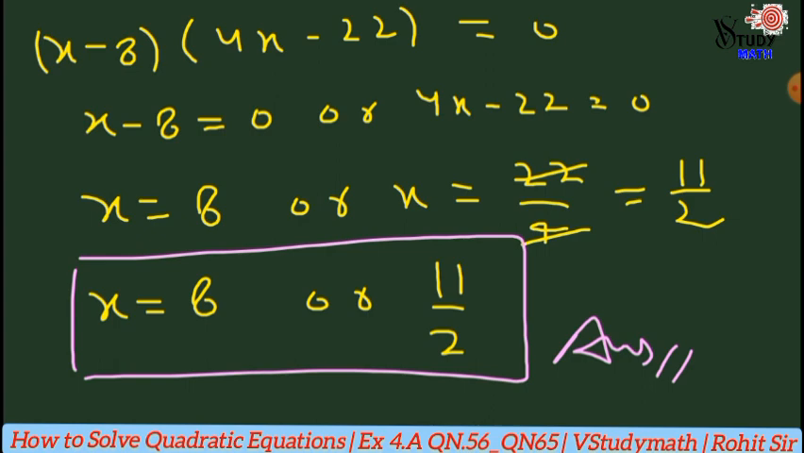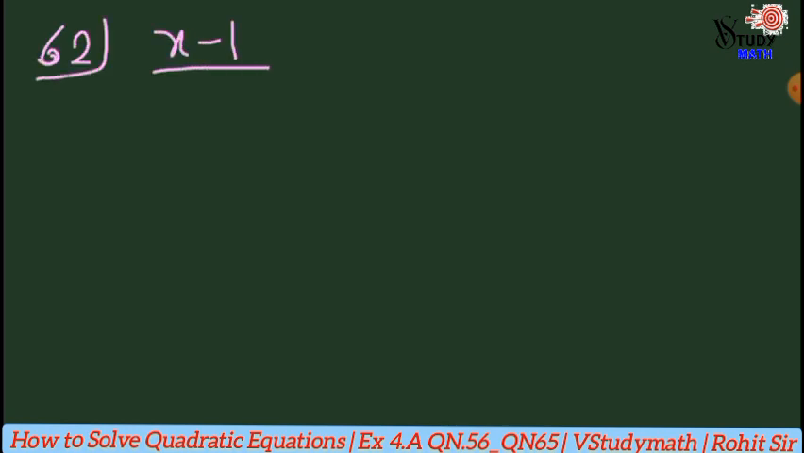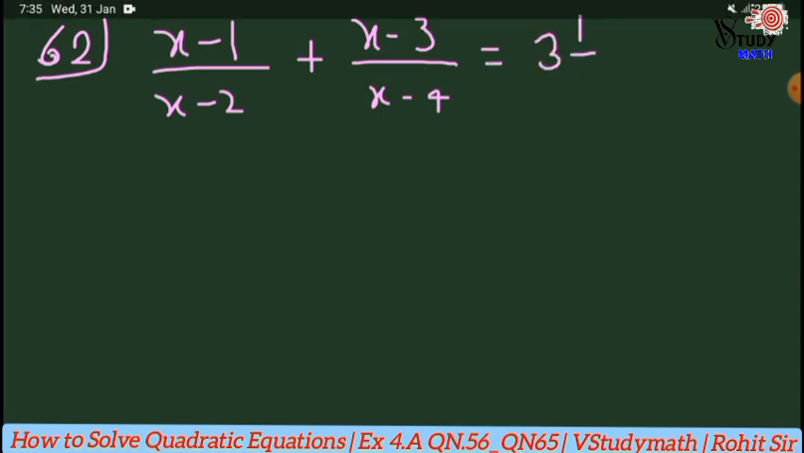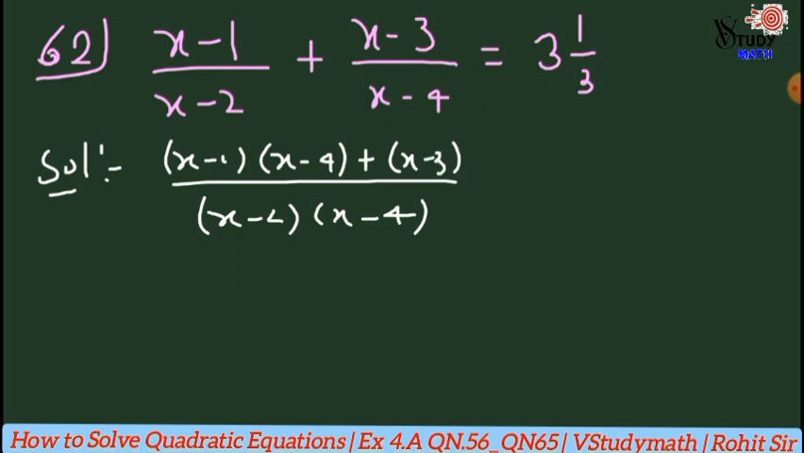Let's come to question number 62. Now cracking question number 62 of the quadratic equation. (x minus 1)/(x minus 2) plus (x minus 3)/(x minus 4) is equal to 3 1/3. Now solve this quadratic equation. First taking the LCM, the LCM is (x minus 2) and (x minus 4). Now we have (x minus 1)(x minus 4) plus (x minus 3)(x minus 2) is equal to 10 upon 3.